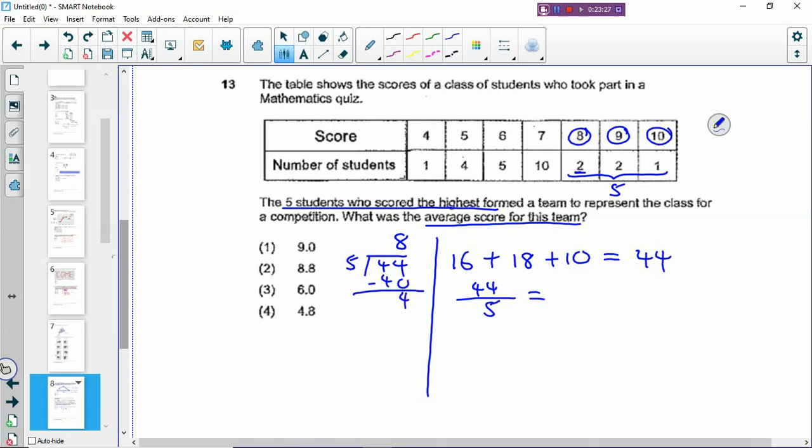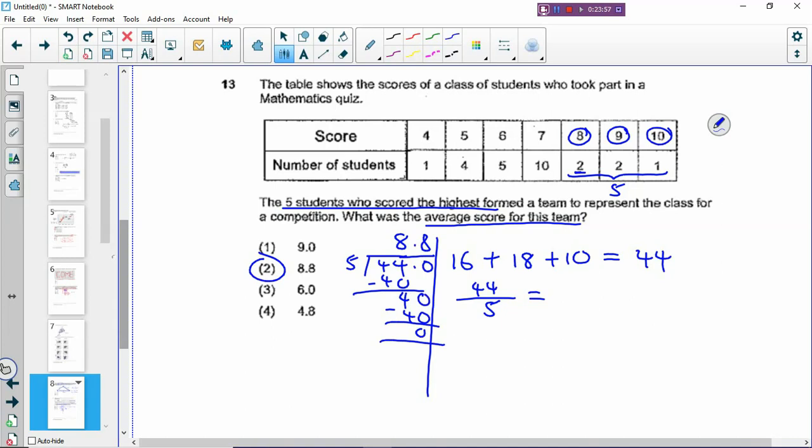Some students don't know how to continue from here because they forgot how to get the decimal. So change the whole number into a decimal, 0.0. Raise up the decimal point, pull the 0 down, and then you get 8 times 5 is 40, and remainder 0. So what is the average score for this team? The average score for this team will be 8.8. So the answer is number 2. Right? So question 13, answer 2.